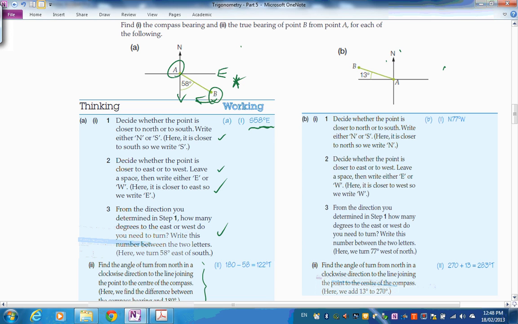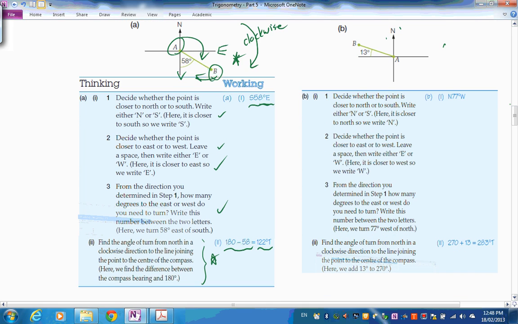What about true bearings here? Right, you face north, always turn clockwise. So we have to work out this angle here. It's going to be 180, take 58 down the bottom here, which is 122 degrees true. So you could read those steps there from Pearson's, go through those regularly each time.